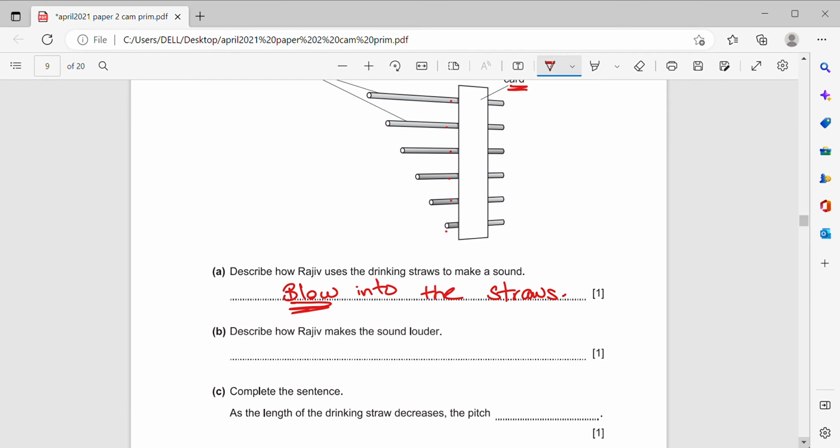Describe how Rajiv makes the sound louder. I need the sound louder. أعمل إيه علشان sound louder? What can he do? Great, he can blow harder. يبقى blow harder.